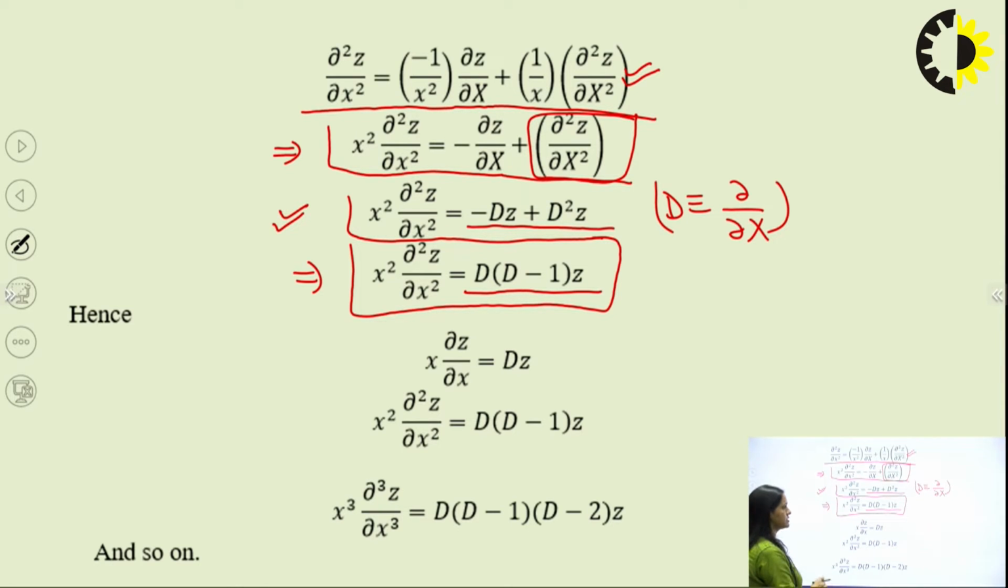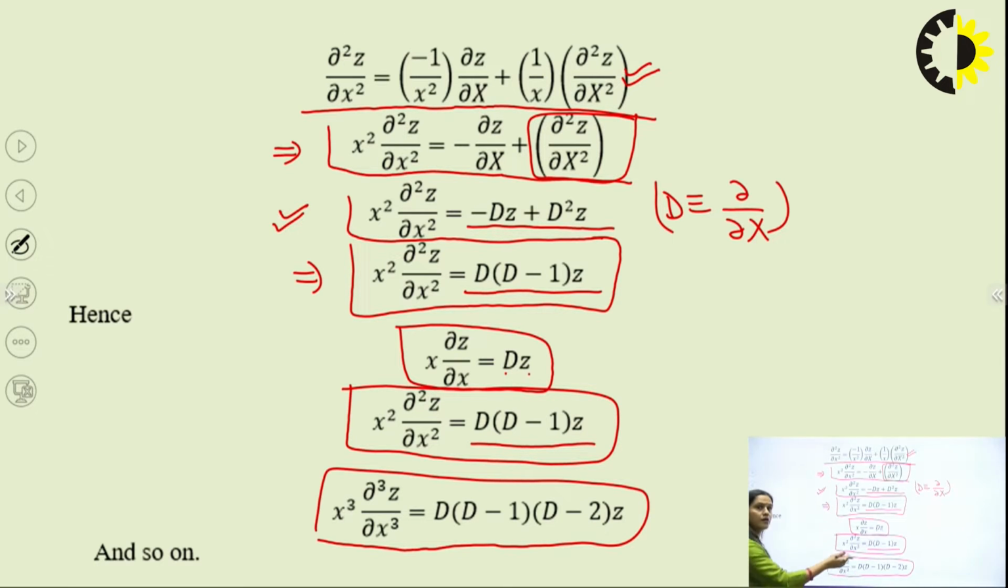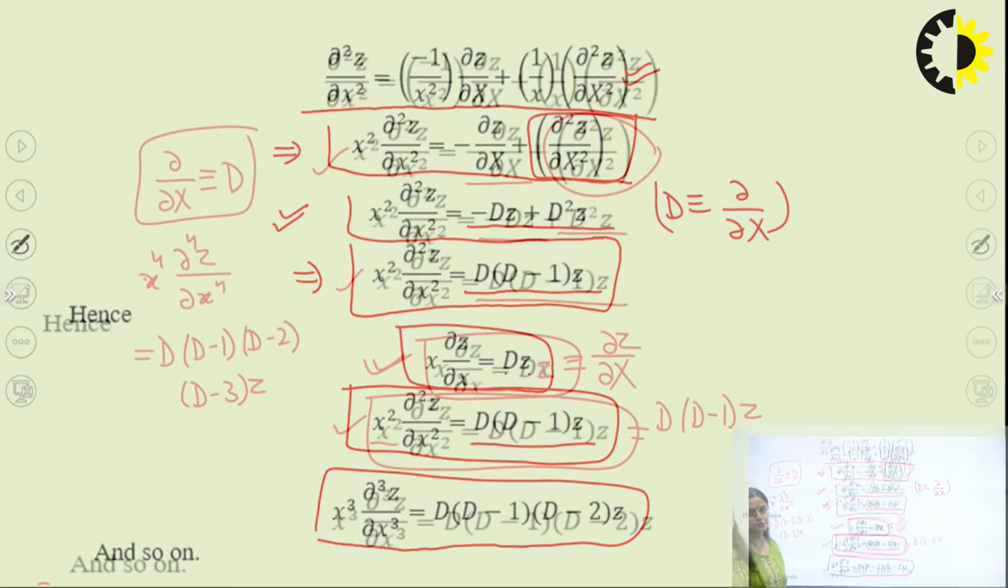So this way we can say that x ∂z/∂x is equal to capital D of z, and we can write x² ∂²z/∂x² is equal to D(D-1)z, and so on. We can write for x³ ∂³z/∂x³ is equal to D(D-1)(D-2)z, and we can write it up to the nth term.